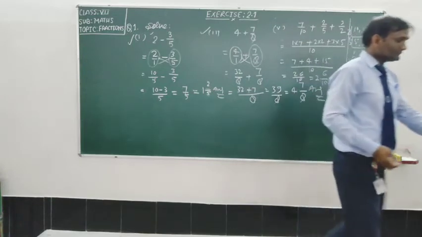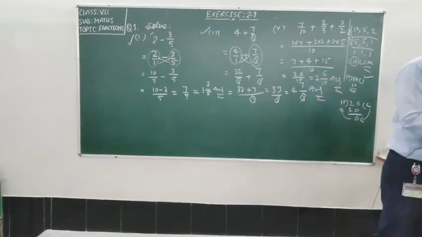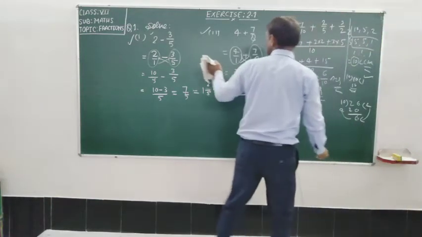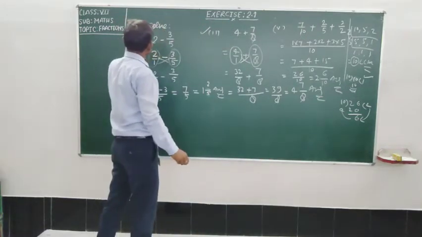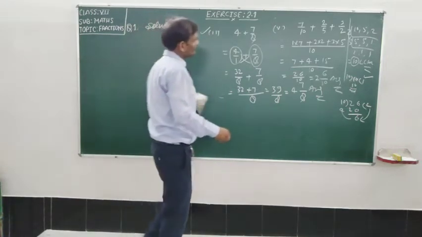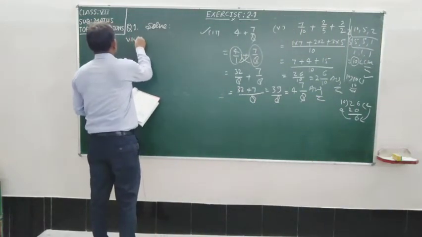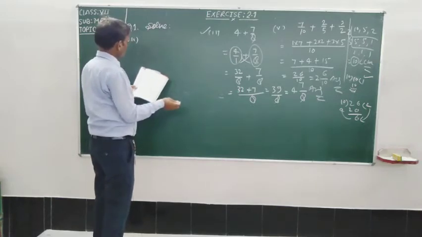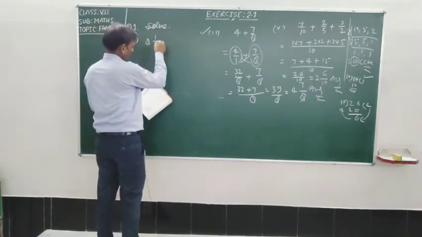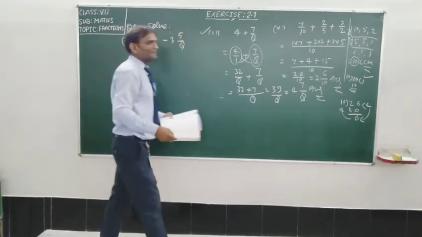So, student, now I'm taking a different part. I'm taking part 7 of this question, student, which belongs to mixed fractions. 8 whole 1 upon 2 minus 3 whole 5 upon 8, student.